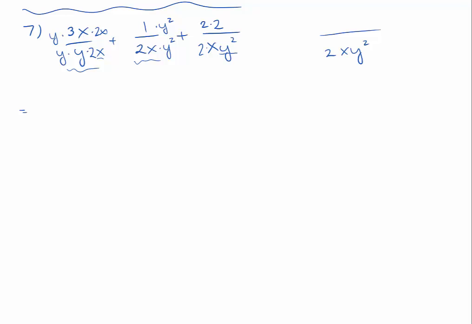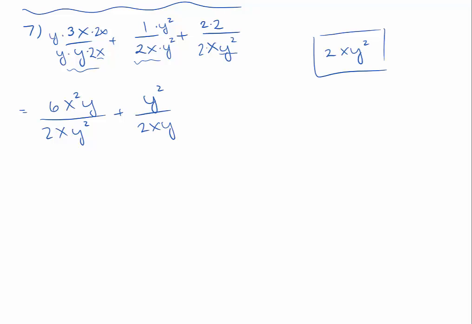And then I'm going to kind of do the math, right? And so for my first term, I have y times 3 times x times 2x. Oh, I'm not 3. 3 times 2 is 6. So 6, x times x is x squared, 6x squared y. And this is over our common denominator that I put over here. So that's 2xy squared. And then plus, on the second term, well, that's easy now because that's just a 1. So 1 times y squared, that's y squared. And that's over the common denominator, 2xy squared.